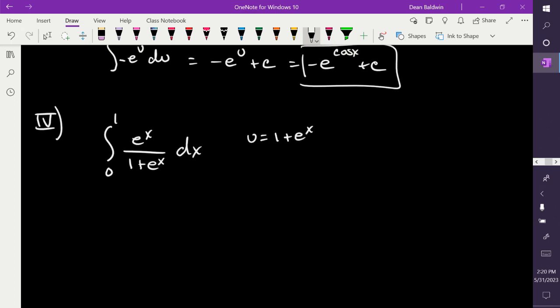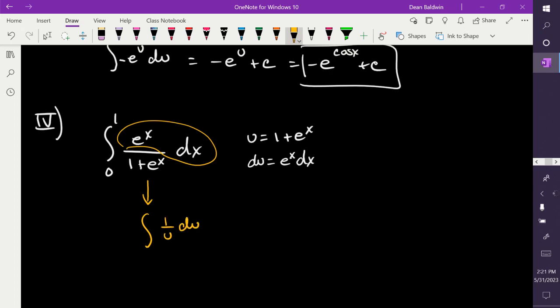What's the derivative of 1 plus e to the x? Yeah, it's just e to the x, right? Look at that. It's magic. Which is our numerator. Okay, do we want to change variables? I think we should change variables. Right? Because this integral is going to become the integral of 1 over u du, right?